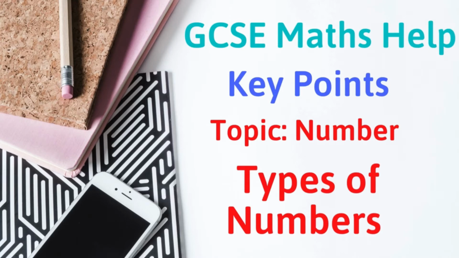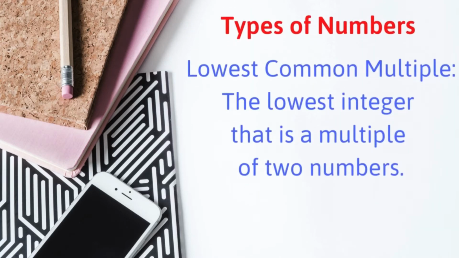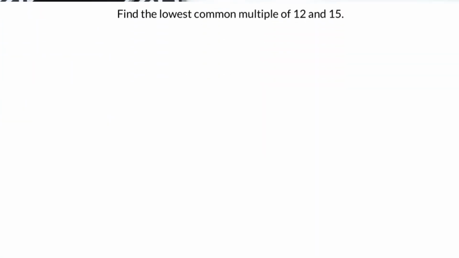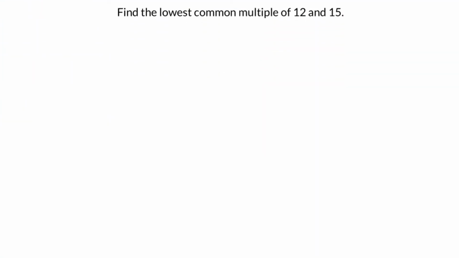Let's get started. The lowest common multiple of two numbers is the lowest integer that's a multiple of both of those numbers, sort of what it says on the tin. The easiest way to calculate the lowest common multiple of two numbers is to write out their times tables and you can see which is the first number they have in common. For example, find the lowest common multiple of 12 and 15.